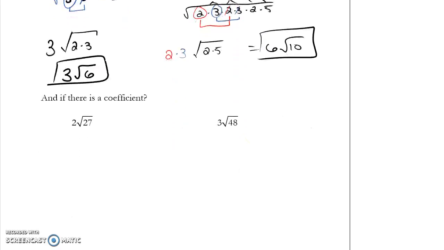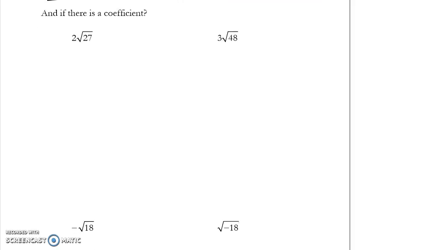Now, what do we do if there's already a coefficient out in front? Same thing. Okay. I simplify my square root of 27, but I don't simplify my 2. That becomes 3 times 9. 9 is 3 times 3. All of this was inside my square root. My 2 was already out in front. So again, I haven't changed anything.